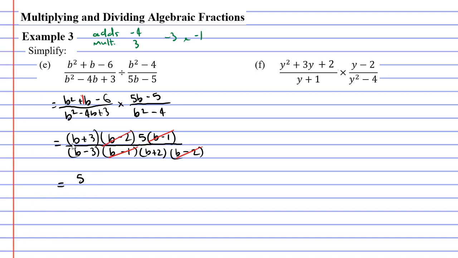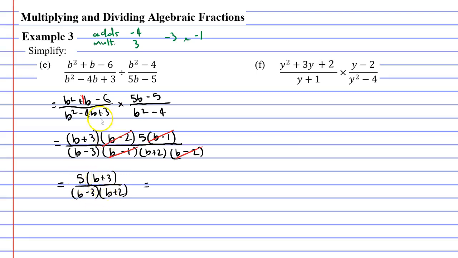I'm going to write the 5 first and the b plus 3 second, because we like to have the number to the left of the brackets. And for our denominator, I'm going to write b minus 3, b plus 2. Now I think that this is a perfectly fine response for question E, but it's not going to kill us to expand this. So let's just do that anyway.